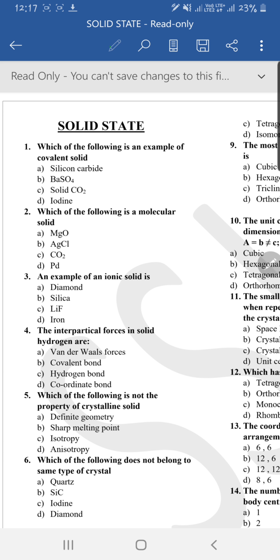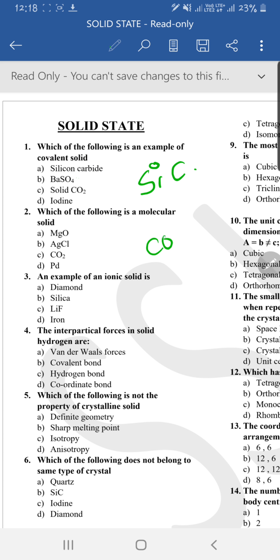So we discuss which of the following is an example of a covalent solid. One option given is silicon carbide, second is barium sulfate, third is solid carbon dioxide, fourth is iodine. The word covalent means there must be a covalent bond present. Silicon carbide has the formula SiC. BaSO4 cannot be, because there is an ionic bond present, so that cannot be the option.